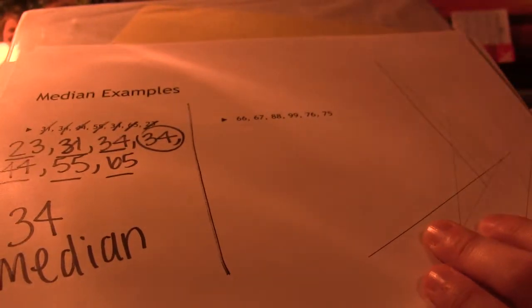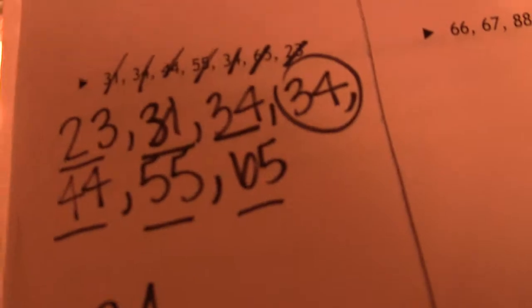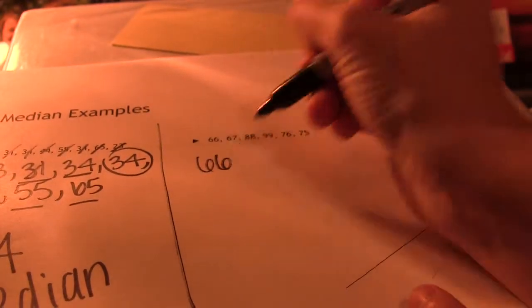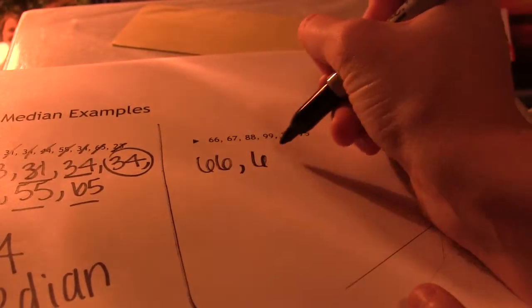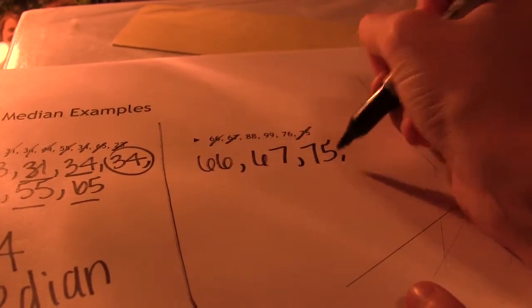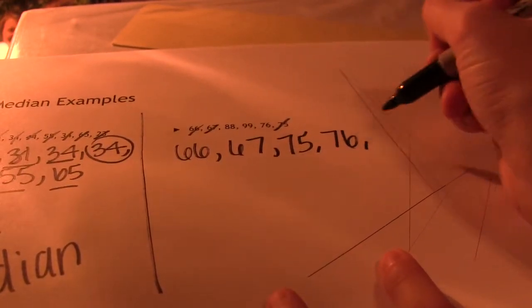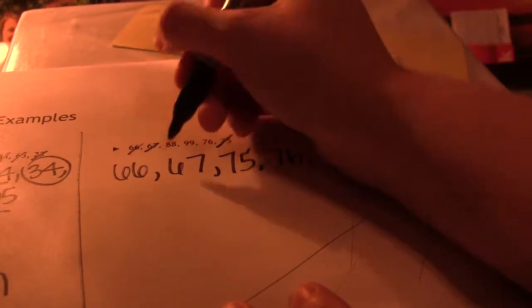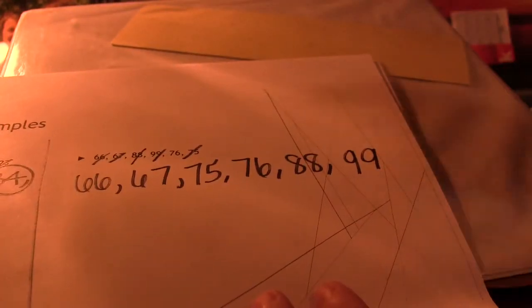Then for this example, we'll put these values in order, which I did on that side too. We have 66, 67, 75, 76, 88, and 99. Okay?